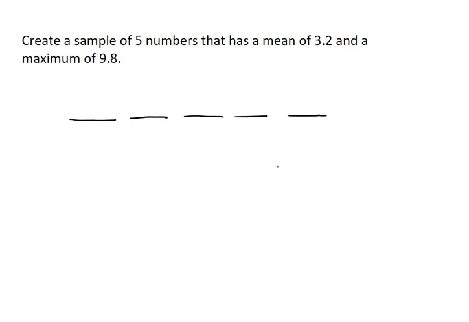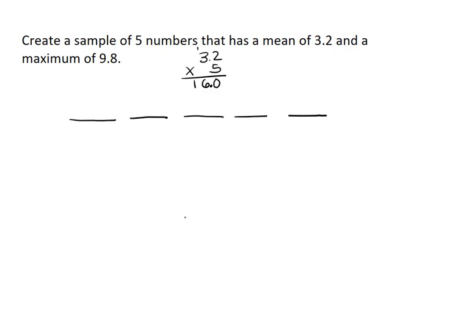So one way you can find out how much total value you need to get 3.2 as the average is to take 3.2 and multiply it by 5. 5 times 2 is 10, carry the 1. 3 times 5 is 15, plus 1 is 16. 1 decimal point gives me a total of 16. This means that all the numbers that I pick for each one of these entries, all together, have to add up to 16.